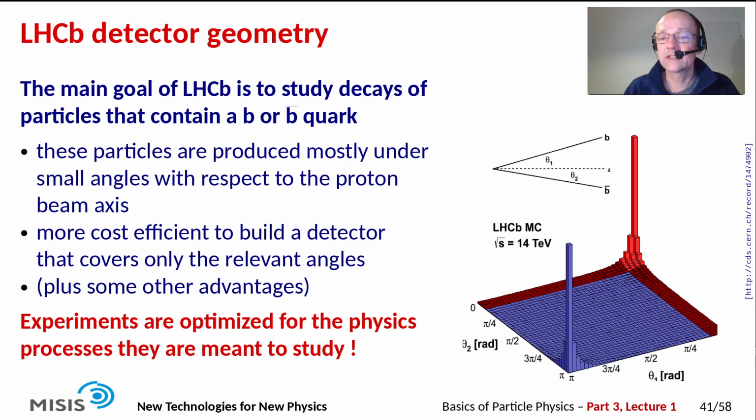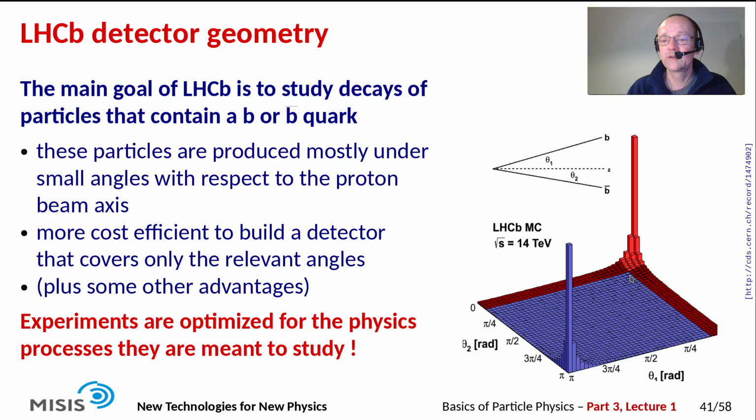So the second thing that was special about the LHCb experiment was the detector geometry. So why does LHCb look like a fixed target experiment when in fact it is a colliding beam experiment? The reason for this is that the main goal of LHCb is to study decays of particles that contain a B or anti-B quark. And these particles are produced mostly under small angles with respect to the proton beam axis at the LHC. And you see the distribution here plotted on the right.